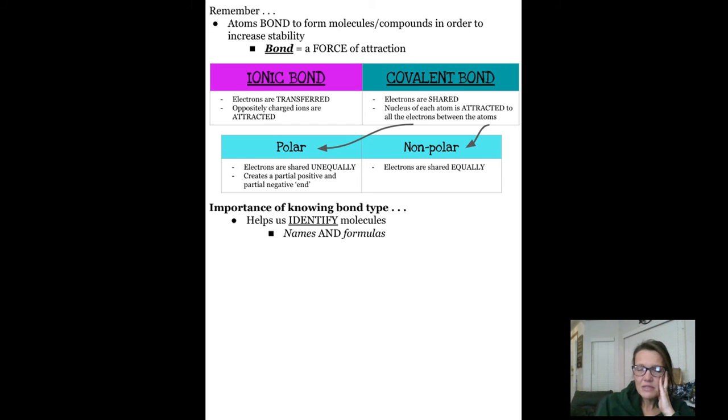Okay. The other reason we need to know what type of bond a molecule is exhibiting is because it helps us determine shape. Remember that we talked about how electrons and their arrangement help determine the properties. Well, what a molecule is doing with its electrons also helps determine the properties. So the shape of a molecule is going to contribute to properties.